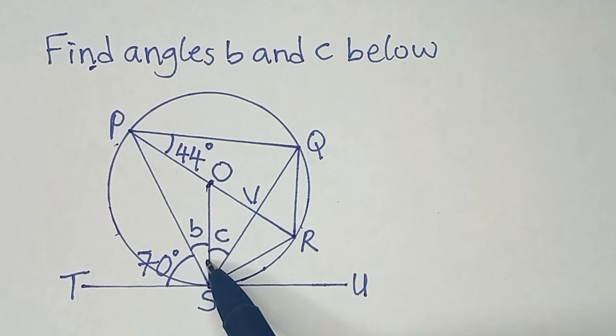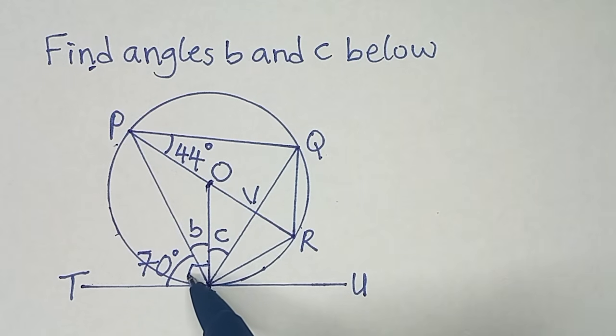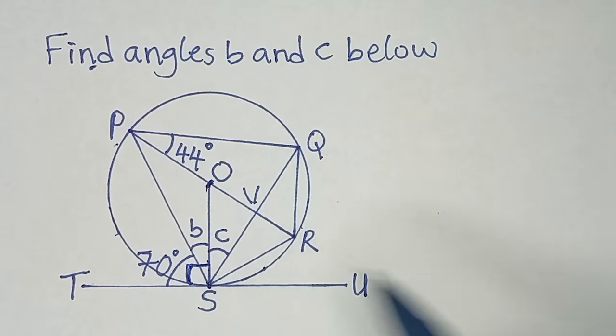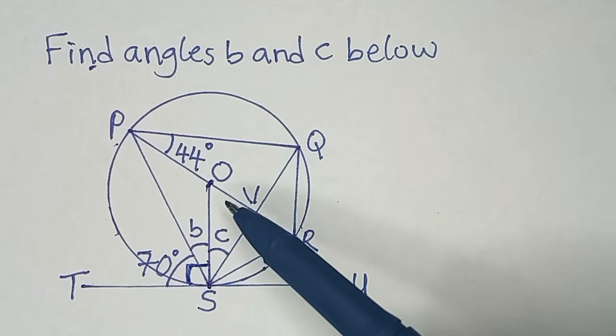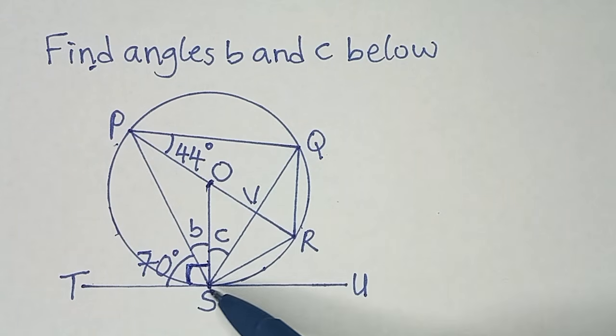So this angle from this radius here to this tangent is 90 degrees. Perpendicular means at right angle, which is 90 degrees. So don't forget that important circle theorem, that the radius meeting a tangent line is perpendicular to the tangent.